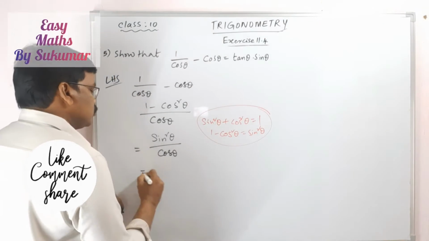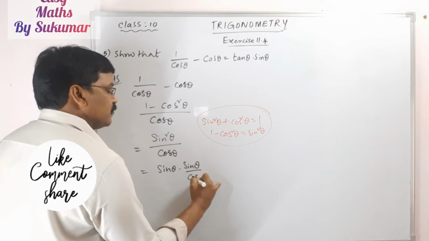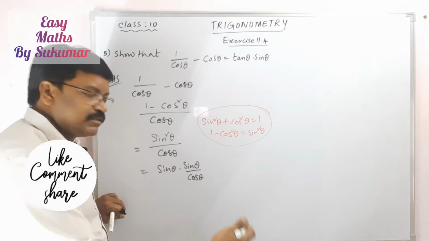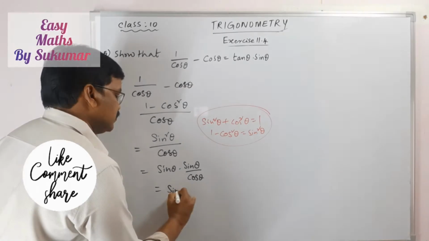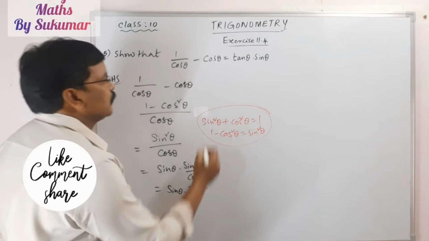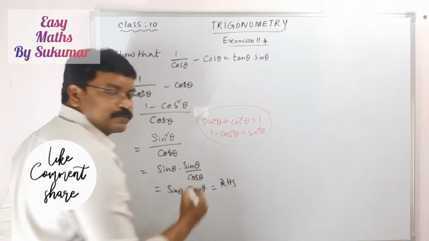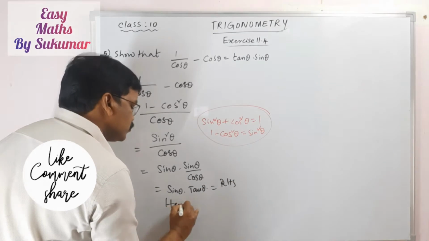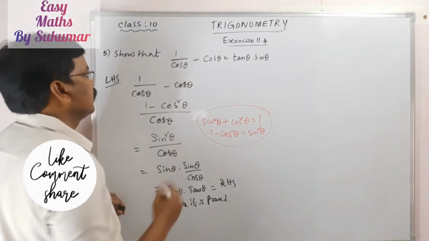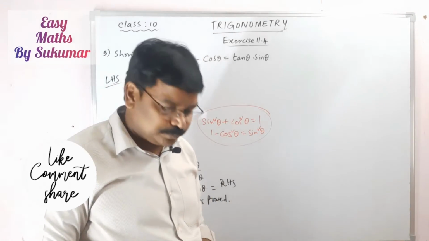So this is equal to, my dear students, sin theta into sin theta by cos theta. That means sin square theta is the product of sin theta into sin theta. Okay, so this is sin theta into, what is sin by cos? Tan, that is tan theta. So this is tan theta into sin theta. It is equal to RHS. Hence it is proved, my dear students, hence it is proved. That means 1 by cos theta minus cos theta is equal to tan theta into sin theta.